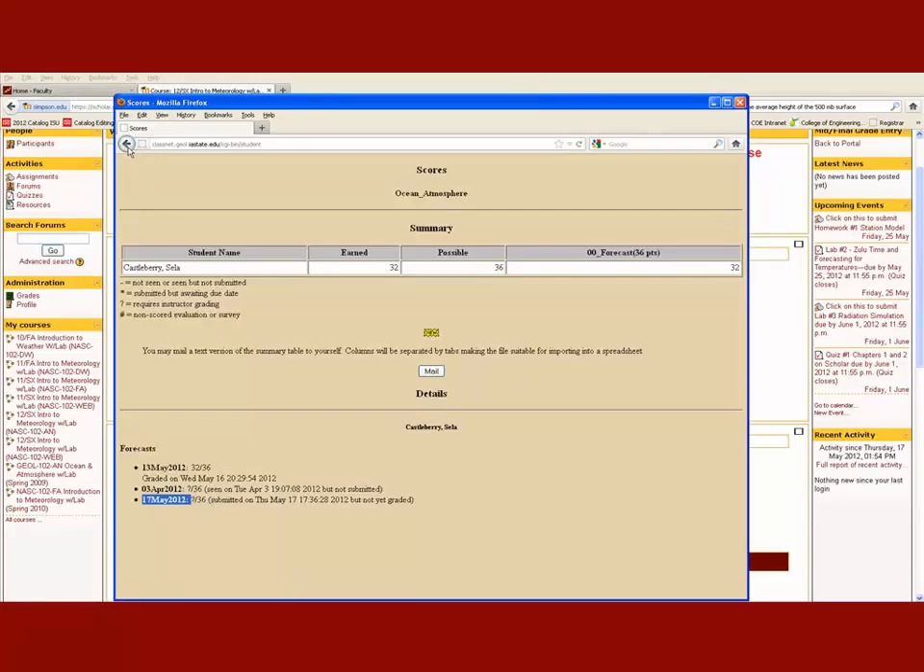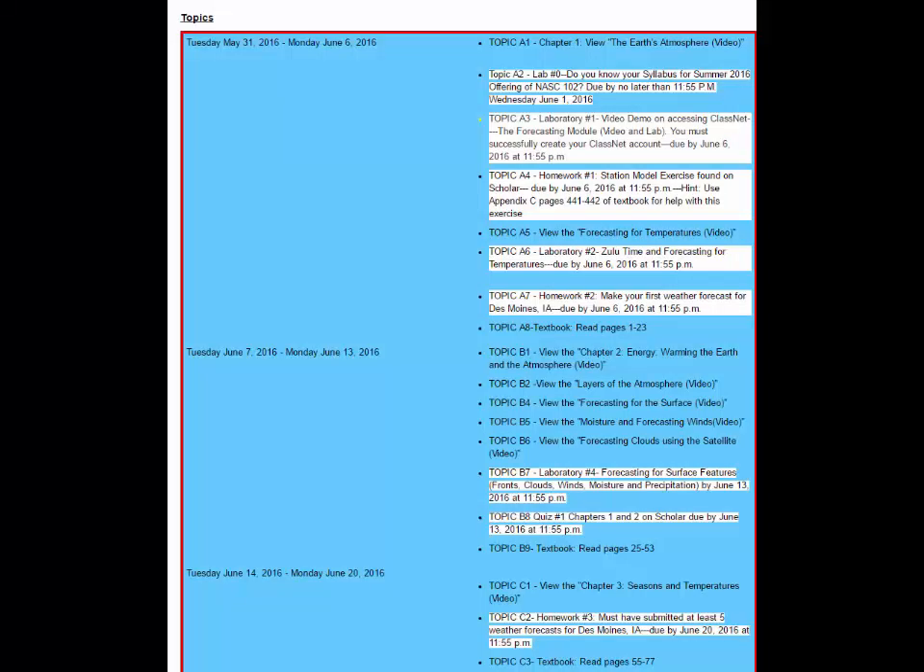So I hope that helps you out a little bit, because according to the syllabus, I'll go back to the syllabus. Homework number 2 is to make your first weather forecast. And don't fret. I know you don't know how to forecast yet. That's why you're taking the course. And so as we go through the labs and we go through the video modules, you're going to be able to build your forecasting tool belt. Hang in there. You'll do fine.